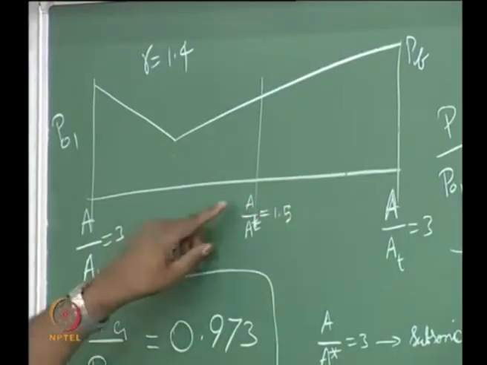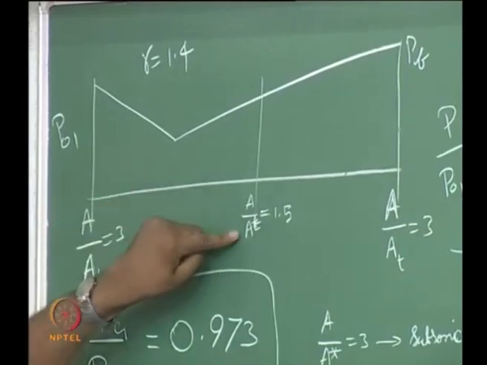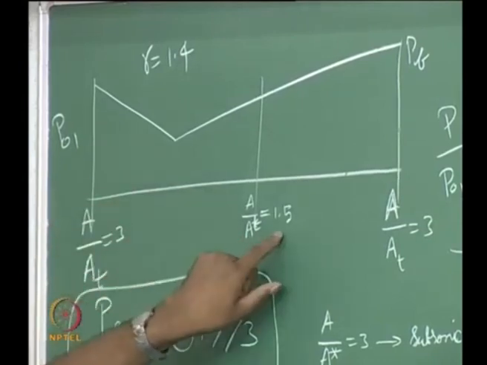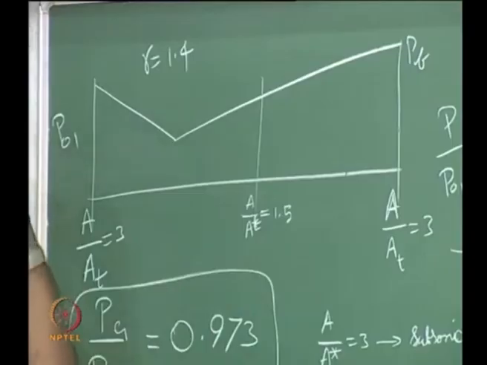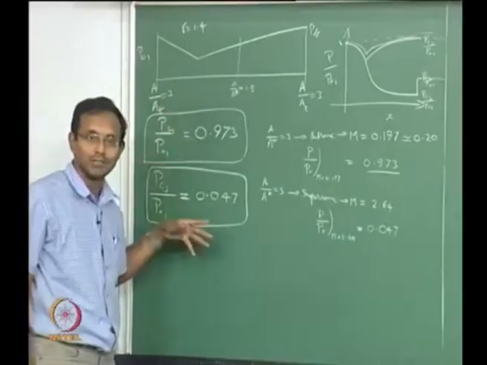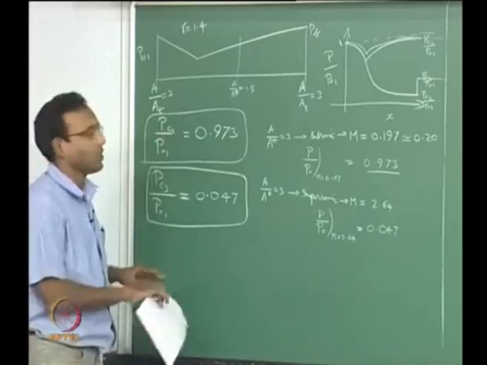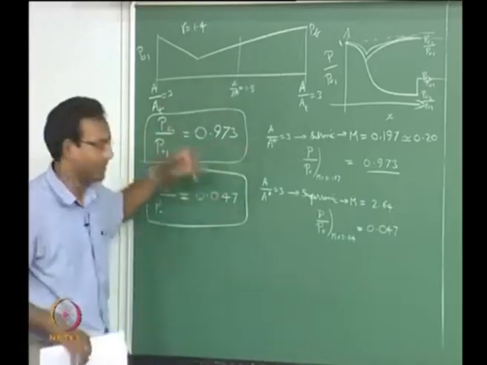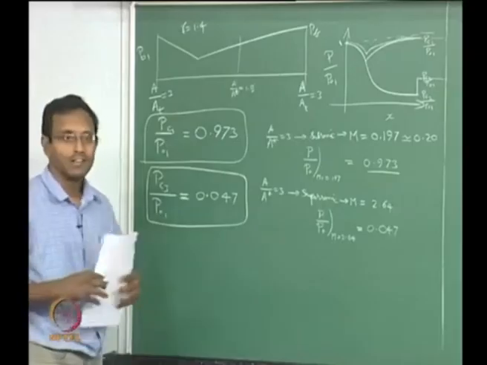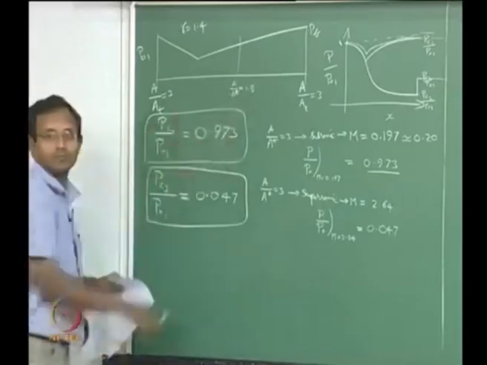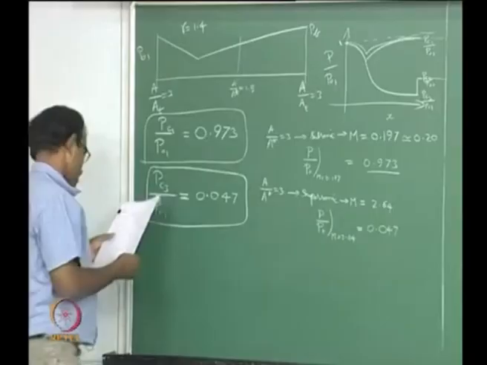Then all I have to do is, since I know it is choked at the throat, A by A star is equal to A by A throat, that is 1.5. Go to isentropic tables, find the Mach number, find the pressure ratios, find the temperature ratios, multiply it with P0 or T0, you get to the answer. So I won't go through the details of it here, but the next problem I am going to solve the full thing where you will go through this detail also. We'll look at that case anyways.